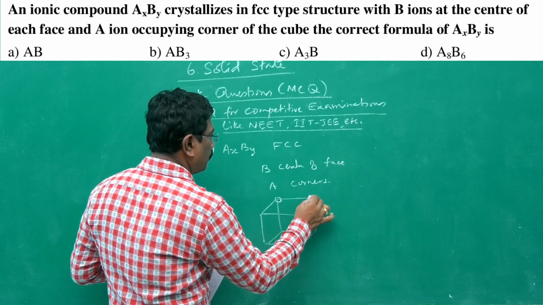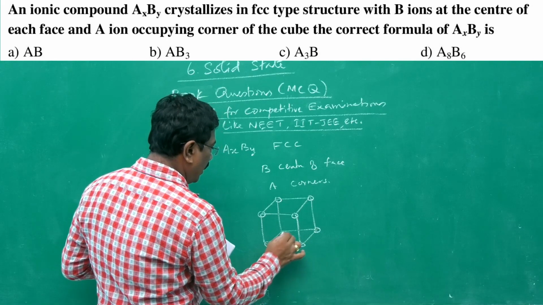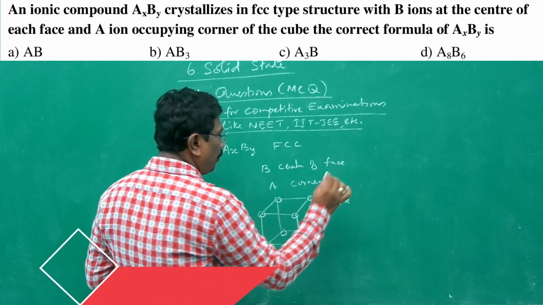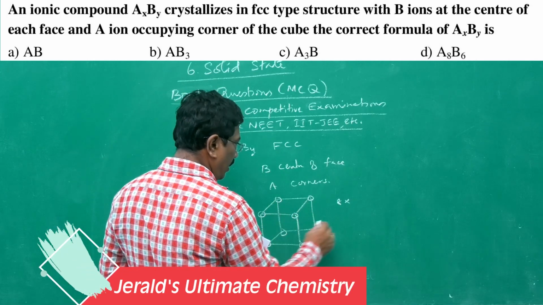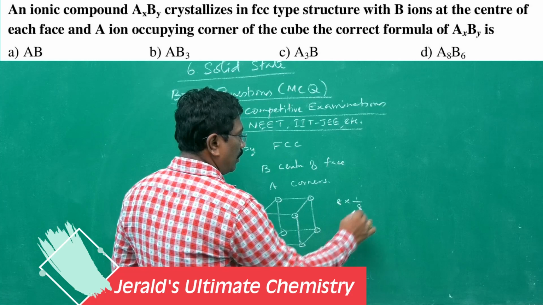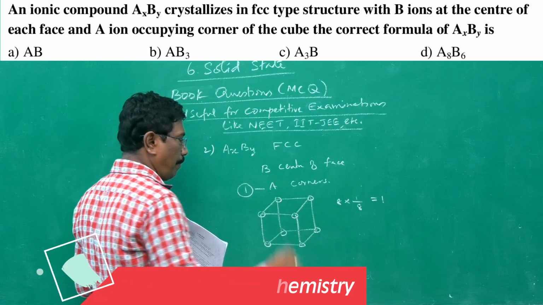The corner atoms are occupied by A. 8 corners are present. The contribution of corner atom for a particular cubic unit cell is 1 by 8 and therefore 1. So A atom is present to the extent of only 1.